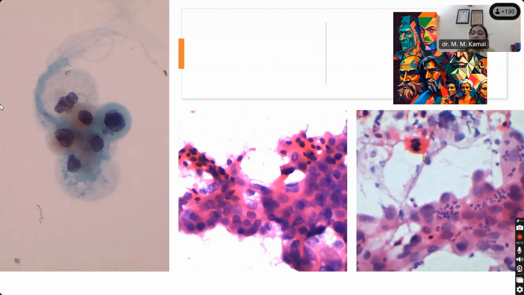Now, another feature which has been very distinctly described in all the books, even in the TIS classification and other places, is that you have this dense orangophilic or keratinized cytoplasm. So, are these malignant squamous cells? Some amount of keratinization. Yes? Somebody said something? That is pseudo-keratinization. Yes, perfect. You have read it well.